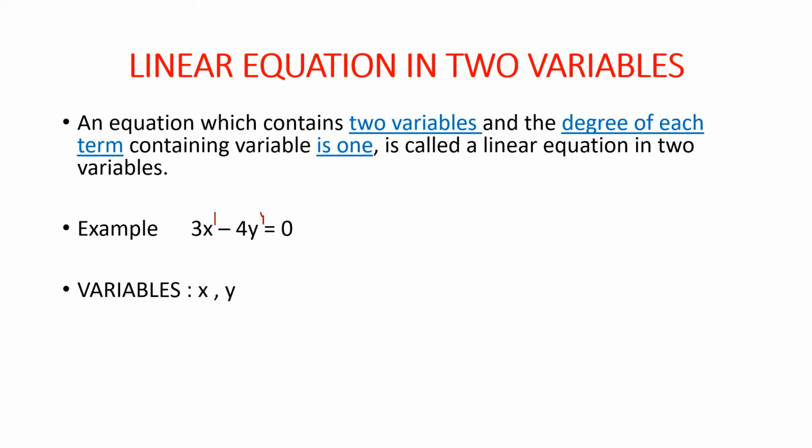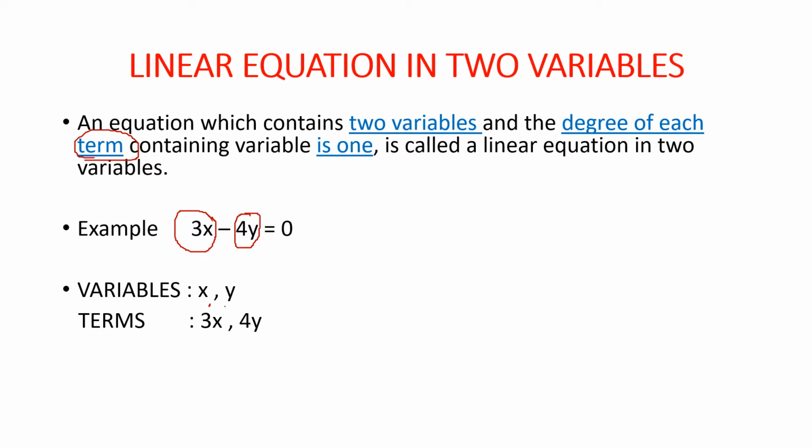Now what is the degree of each term? And where is the term, children? Terms are separated by the mathematical operations. Like in this equation, 3x is your term, 4y is your term. So there are two terms. And if you see the 3, it is only 3, and x is there, right?